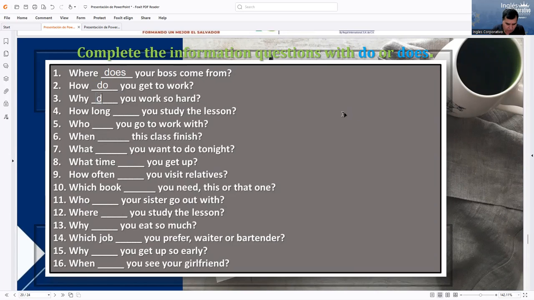Why do you work so hard? How long do you study the lesson? Who do you go to work with? When does this class finish? What do you want to do tonight? What time do you get up? How often do you visit relatives?